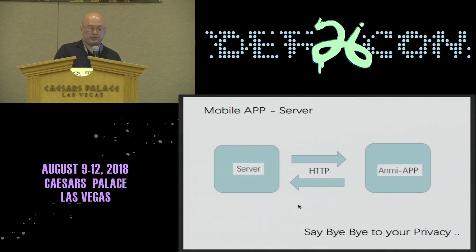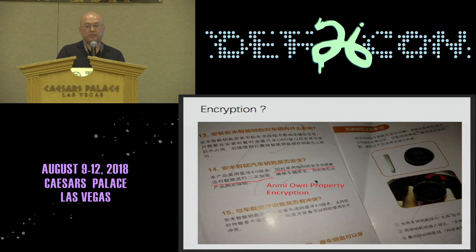A little summary here: the AmiKey application communicating with the backend server completely relies on HTTP. So, no more privacy. But there's more, which I'm going to talk about later. I'll show you how this can actually lead us to compromising the AmiKey. So there must be some encryption, right?